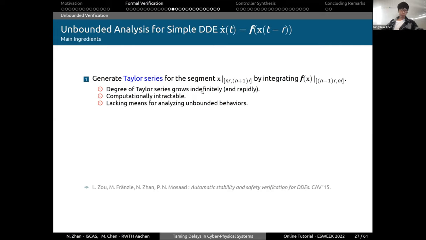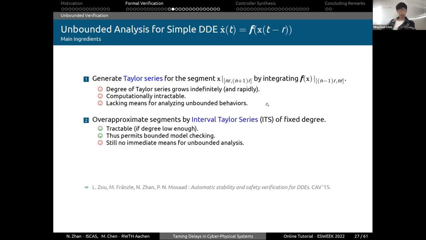The first problem is that the degree of the Taylor series can grow very rapidly, because in order to compute the exact solution, you sometimes need to compute infinitely many derivatives of the system. Hence the computation is nearly intractable. In the meantime, it lacks a way of analyzing unbounded behaviors.